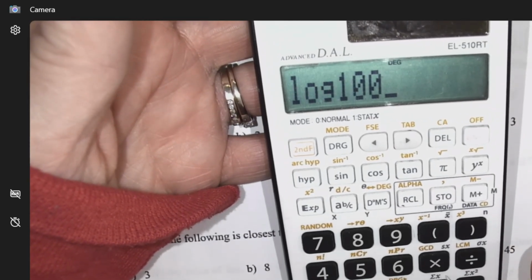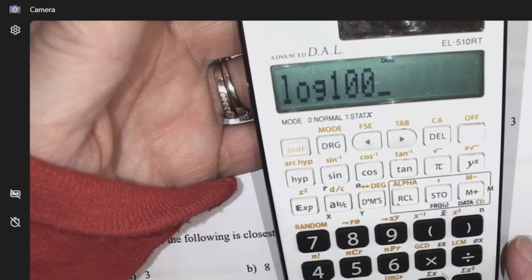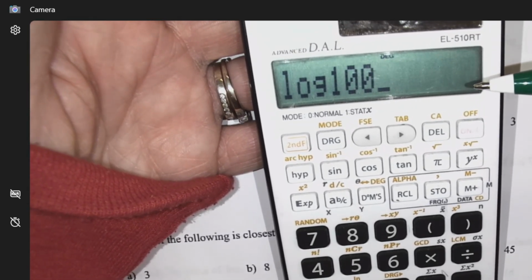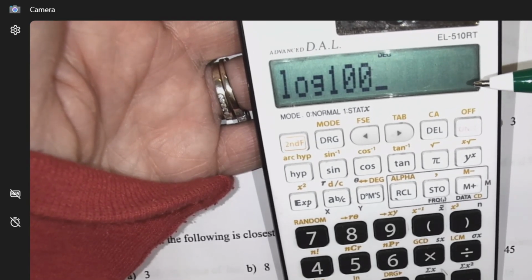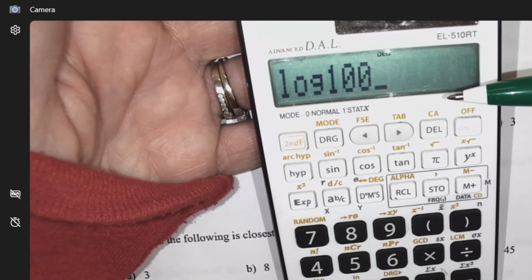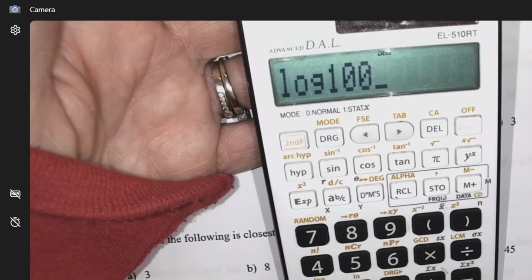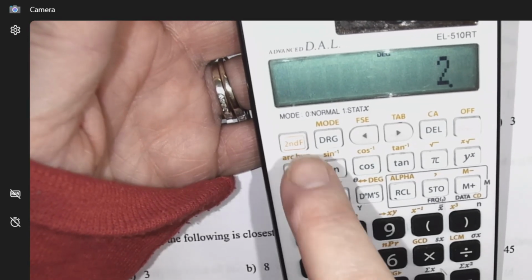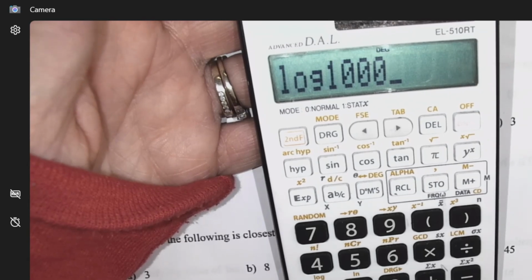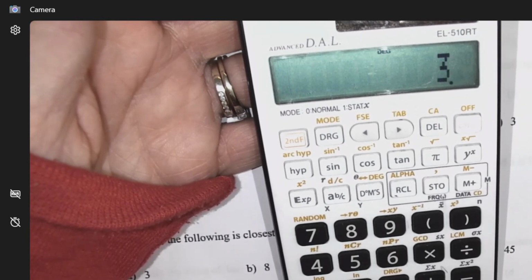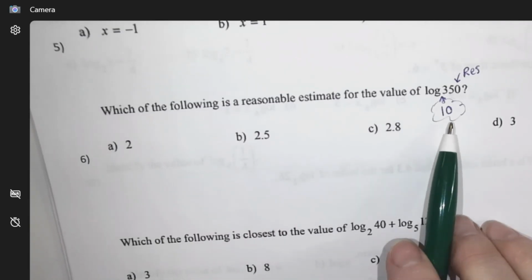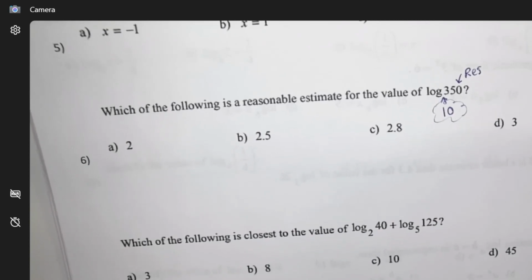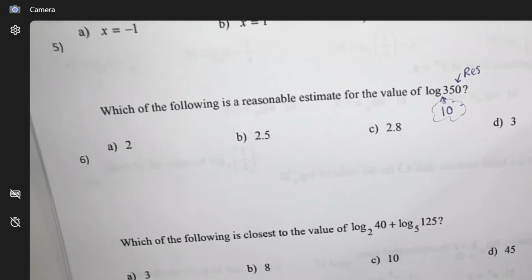So your calculator, to work with logs, you actually can only ever work with just the base 10. So does anybody know what my calculator should tell me with this? If the secret base is 10 and the result is 100, what should it be when I push equals? 2. Okay, if I do the log of 1,000, that should be a 3. Okay, so if the secret base is 10 and the result is 350, what's the exponent?